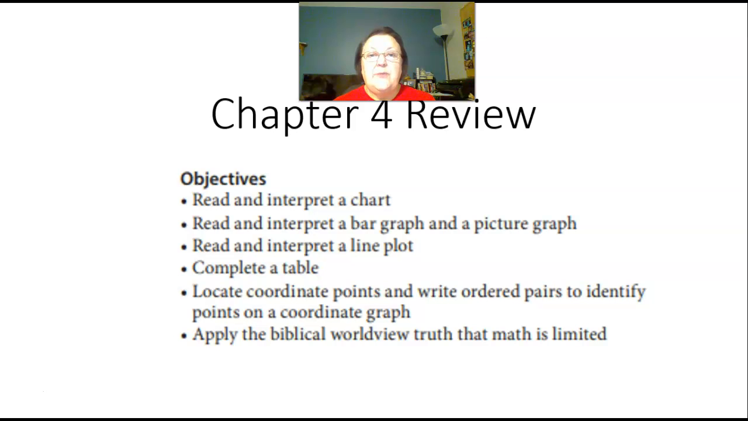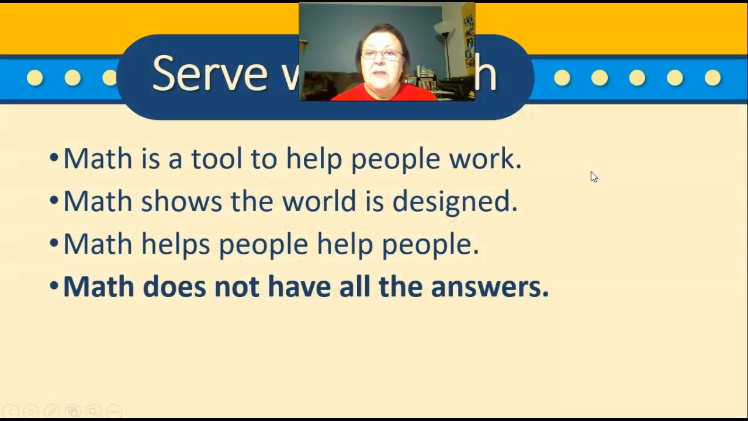And we did talk about that at the beginning of the chapter. Math does not have all the answers, and only God has all the answers. So, math does not have all the answers. That's what we've been talking about through this chapter. And again, we go back to only God has all the answers.